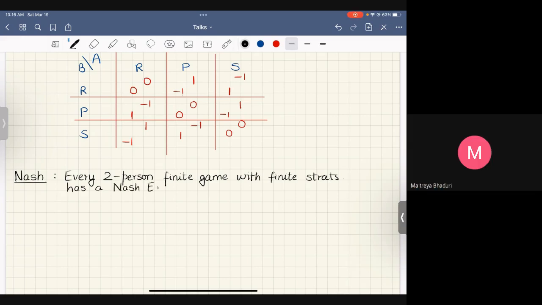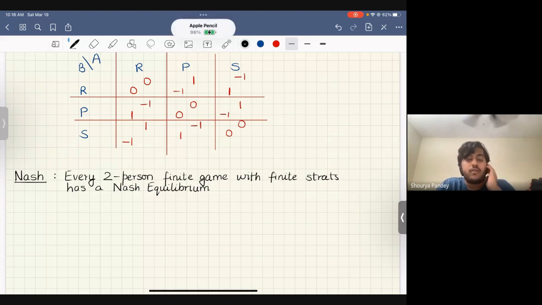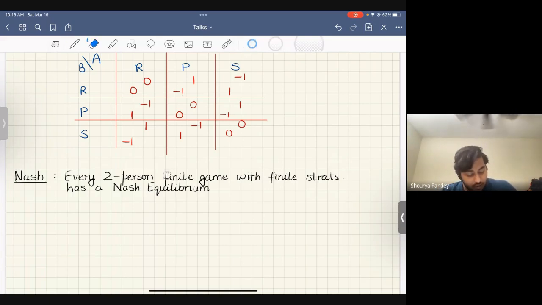What do you mean by finite game? Yeah, so think about, let's just say that this game ends. So actually let's just delete this. Every 2-person game with finite strategies has a Nash equilibrium.